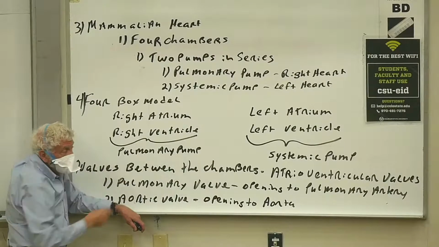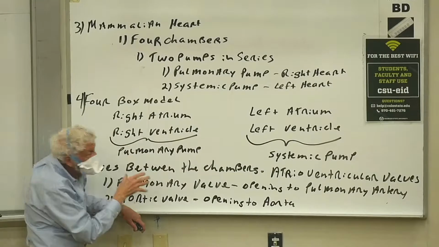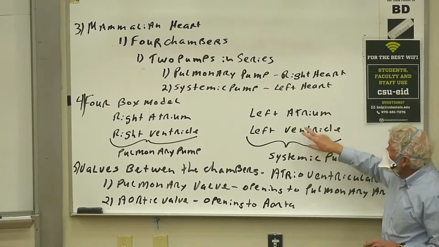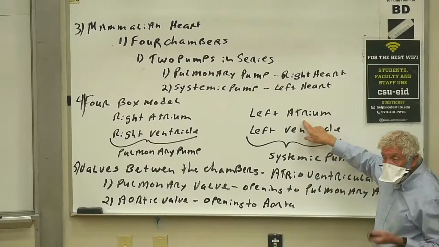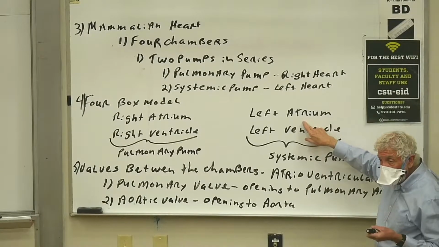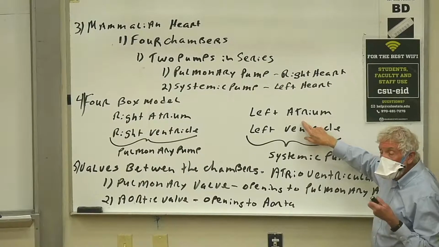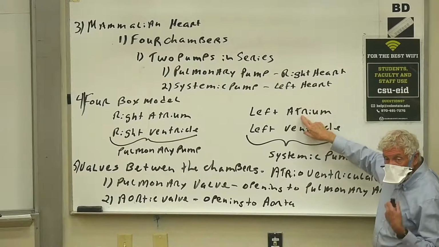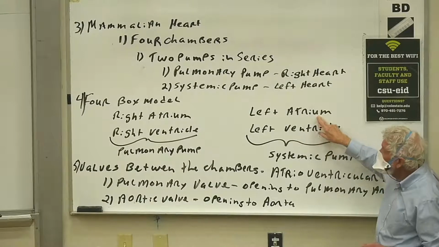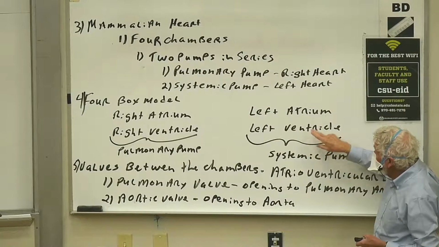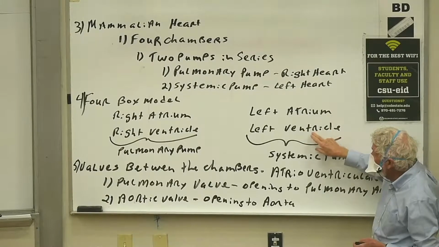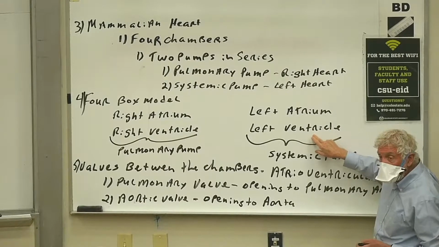Now the left side, it's the same organization. Again, we have an atrium and a ventricle. The left atrium is going to be receiving oxygenated blood, returning to the heart through those pulmonary veins. The pulmonary veins are carrying blood toward the heart. Now we'll see that the blood comes through the atrium, into the ventricle, and then leaves the ventricle in a structure called the aorta.